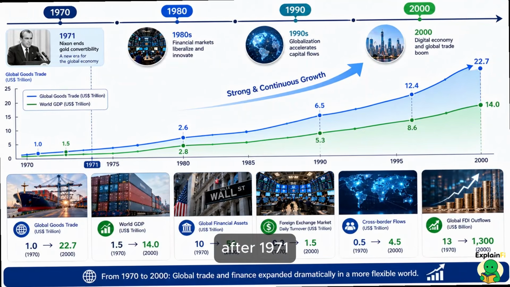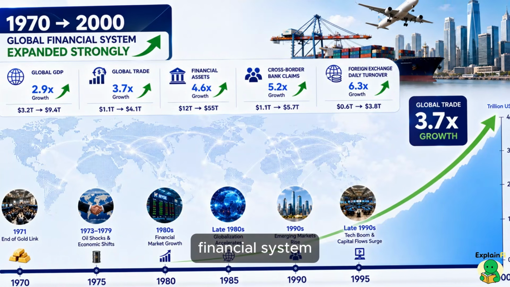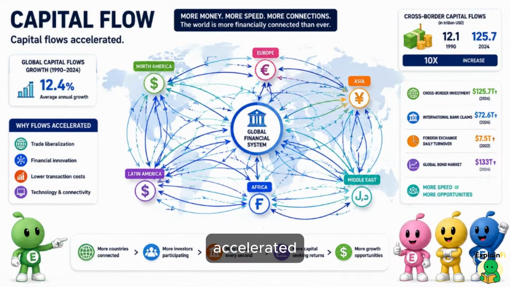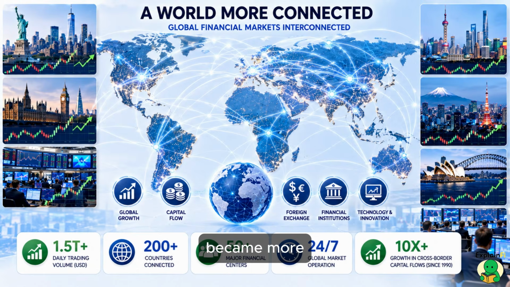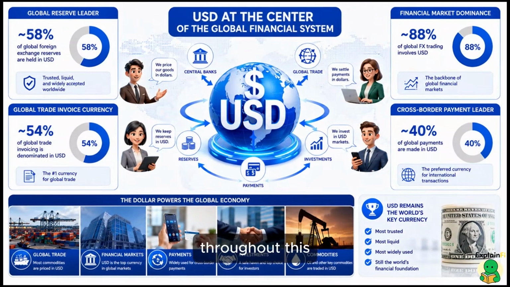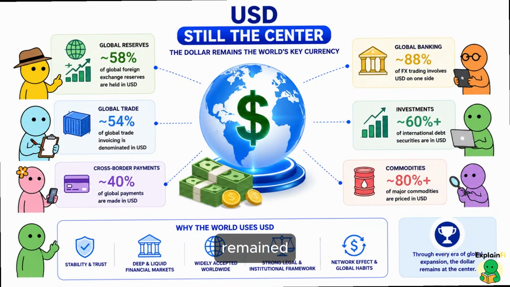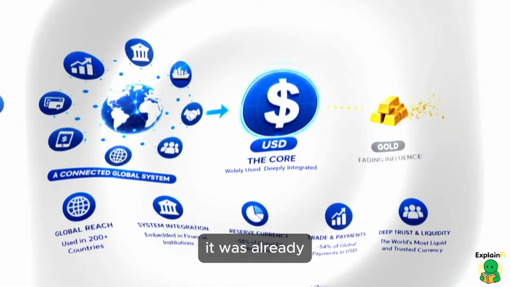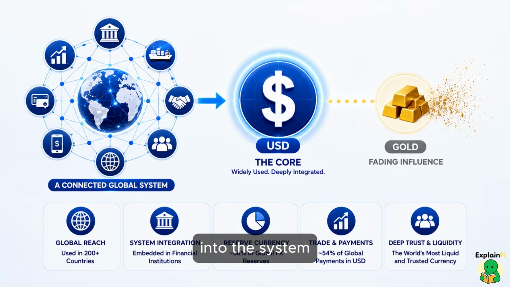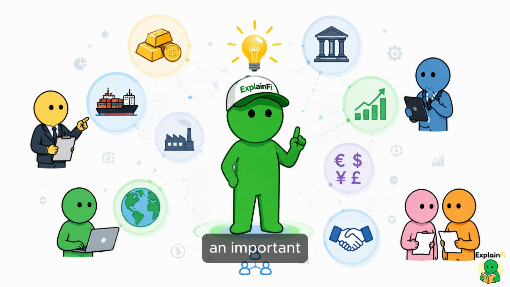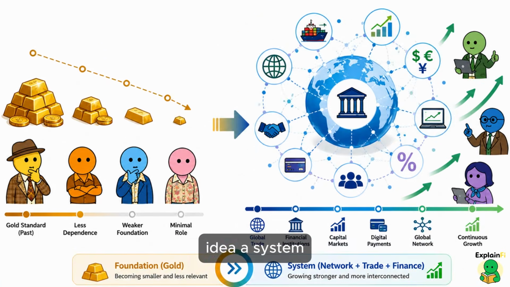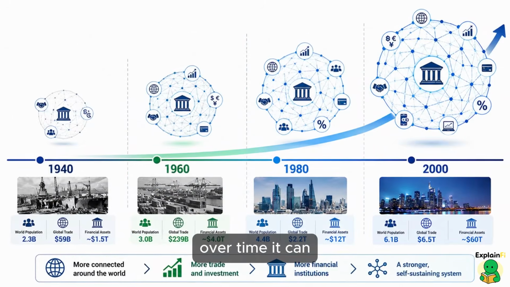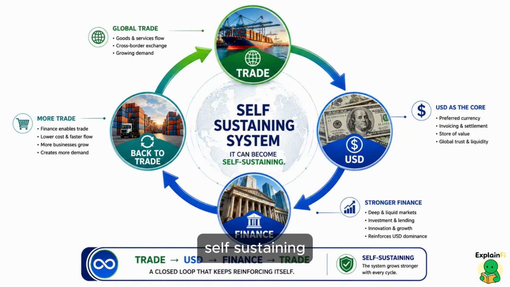After 1971, the global financial system continued to expand. Trade increased, capital flows accelerated, financial markets became more interconnected. And throughout this expansion, the dollar remained widely used, not because it was tied to gold, but because it was already integrated into the system. This highlights an important idea. A system does not always depend on its original foundation. Over time, it can become self-sustaining.